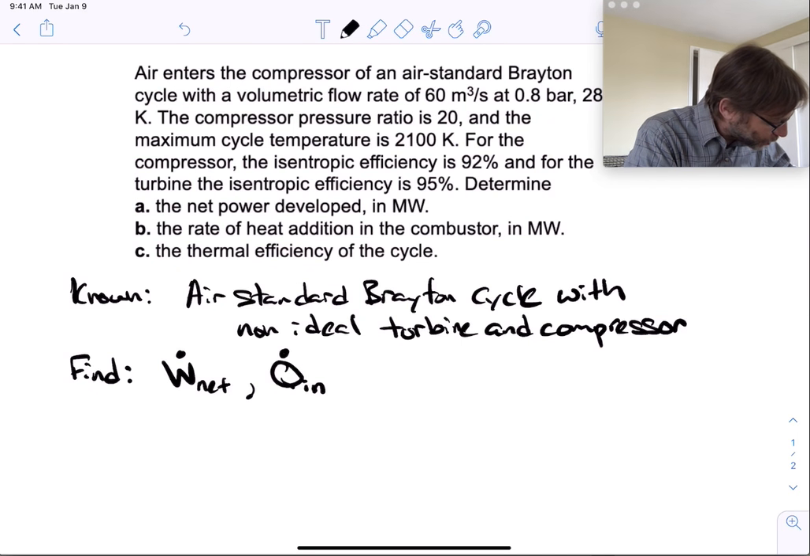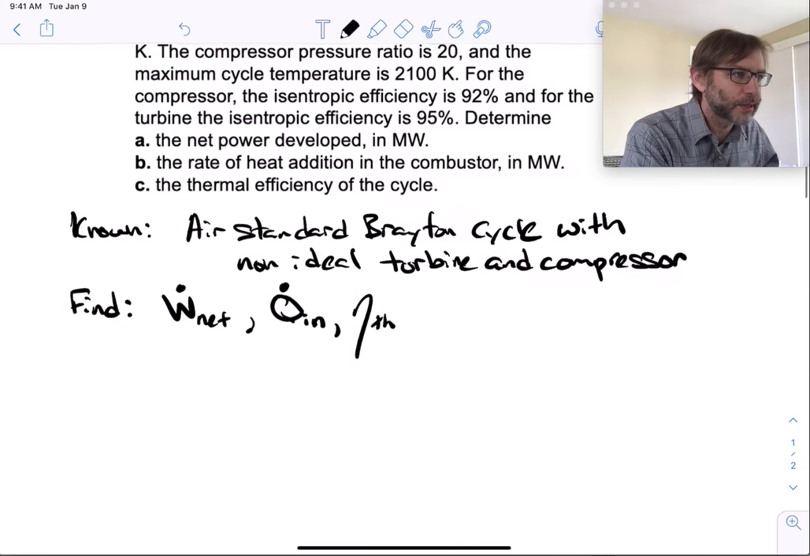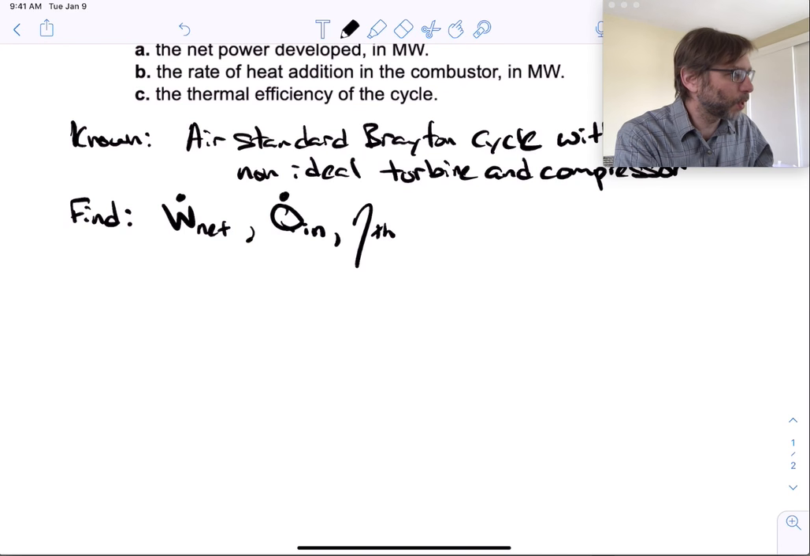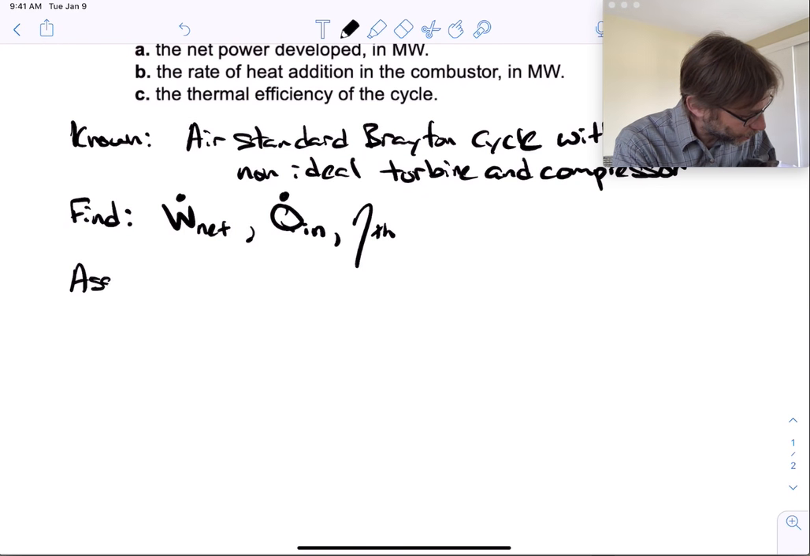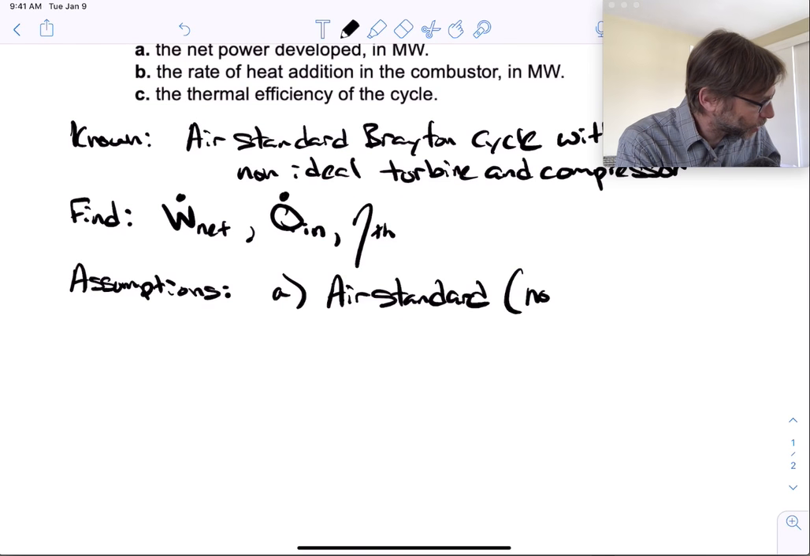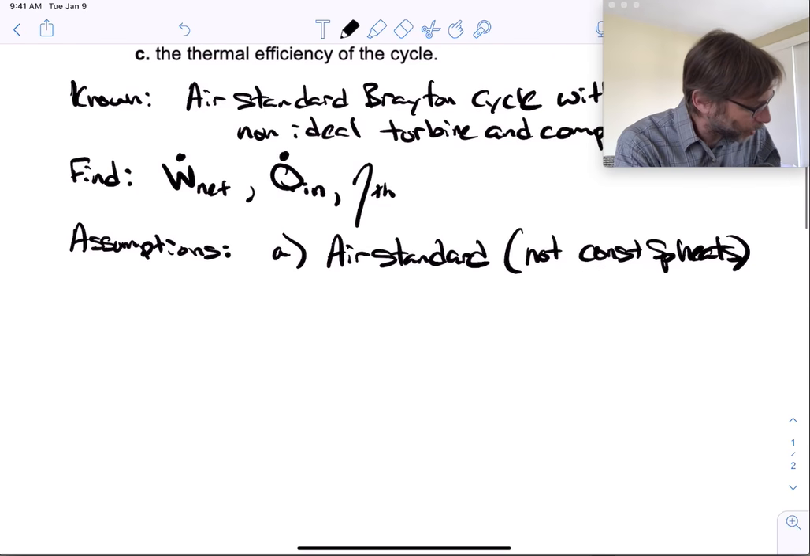She wants attention. And the last thing we need to know is the thermal efficiency. Okay, so the thermal efficiency is the last item that we need, right? Part C. Okay, so what are we going to do? We're going to make some assumptions here. So the assumptions are A, it's air standard, not constant specific heats, because we didn't say cold air cycle, unfortunately.